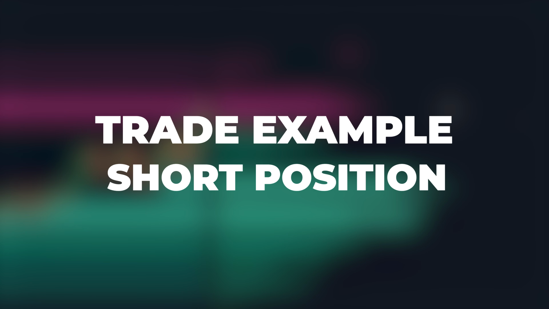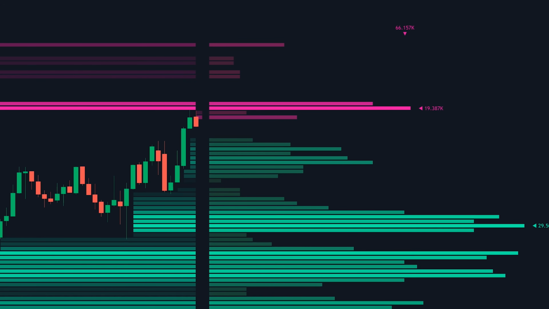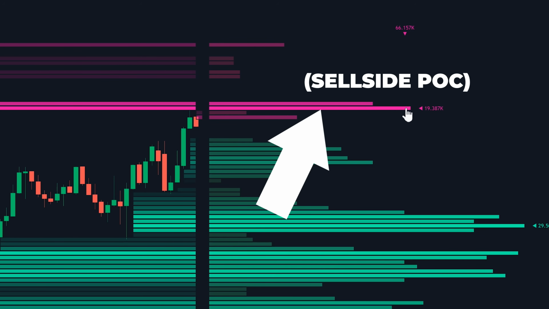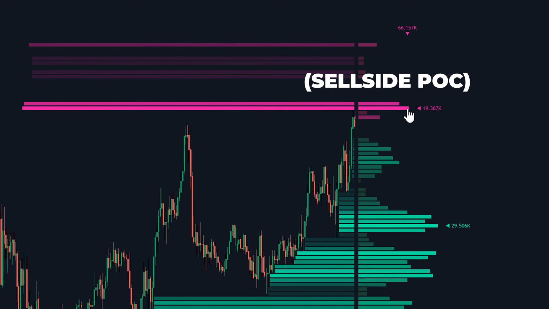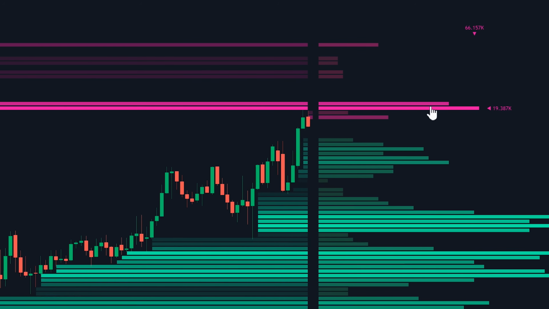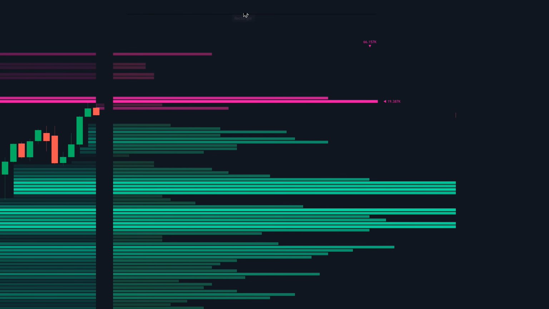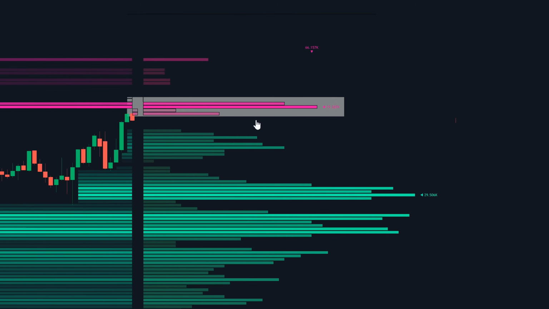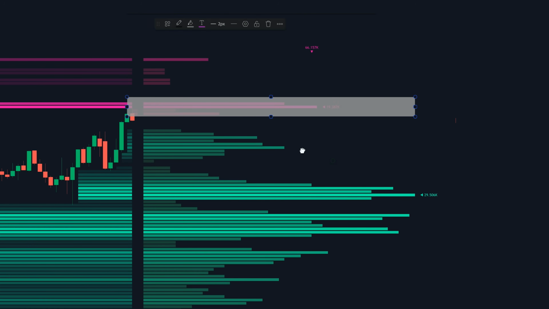For a short position, we do the opposite. I look for the red horizontal volume levels printed by the indicator. These are the sell-side liquidity shelves. They vary in brightness, and the brightest spot is the sell-side POC, the highest volume level. On this day, that POC showed a certain volume. Since these shelves can shift and they act as resistance in liquidity, I grab my rectangle tool, box in that area to cover as many wicks as possible, and extend the gray rectangle to the right so I can keep tracking it even after the red shelves update later.